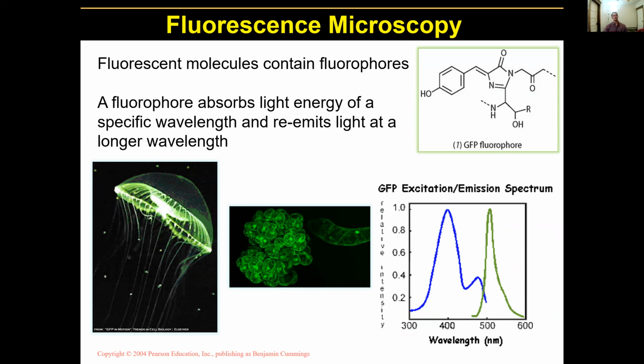GFP, as it's also known, was originally isolated from a jellyfish. Here you can see the jellyfish. So essentially how you would then look at the structures you want to is you would make a transgenic organism that expresses the genes from the GFP that allows you to visualize the internal structures, as in this example over here.